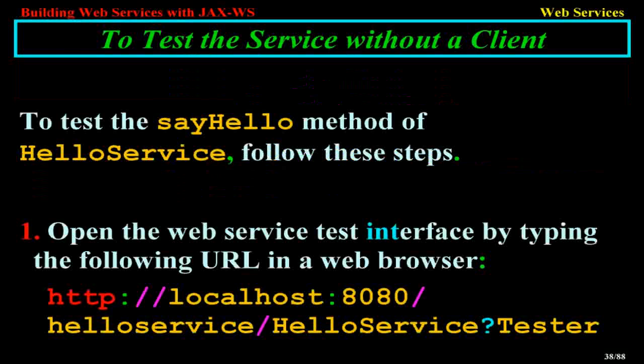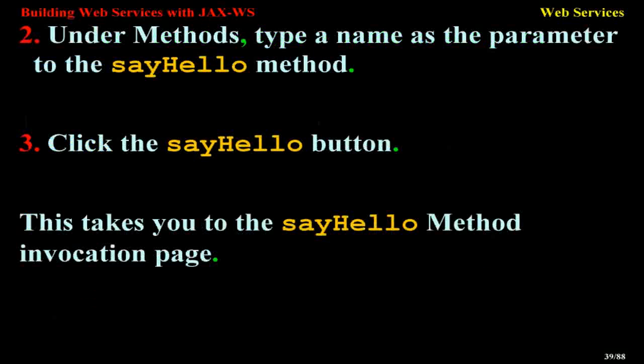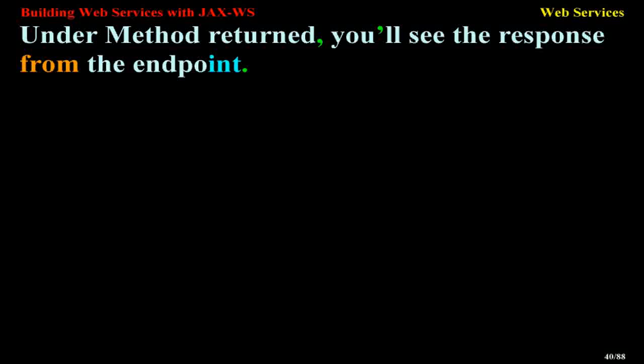To test the service without a client, to test the sayHello method of HelloService, follow these steps. Open the web service test interface by typing the following URL in a web browser: http://localhost:8080/helloservice/HelloService?Tester. Under Methods, type a name as the parameter to the sayHello method. Click the sayHello button. This takes you to the sayHello method invocation page. Under Method returned, you'll see the response from the endpoint.